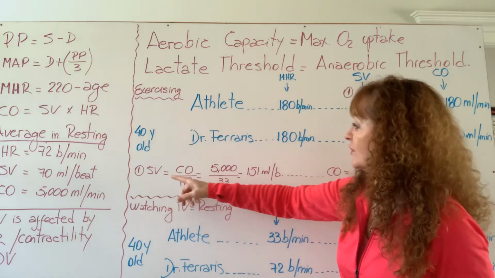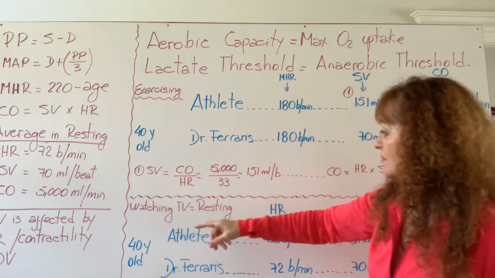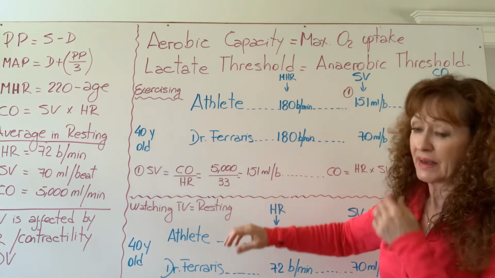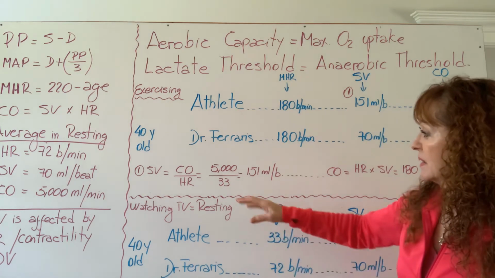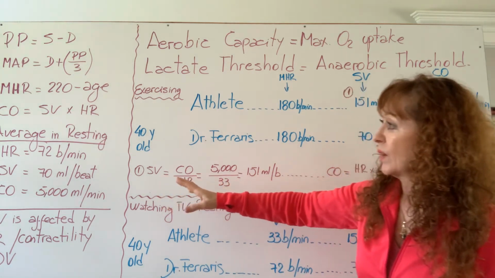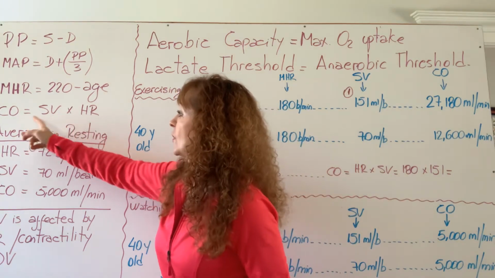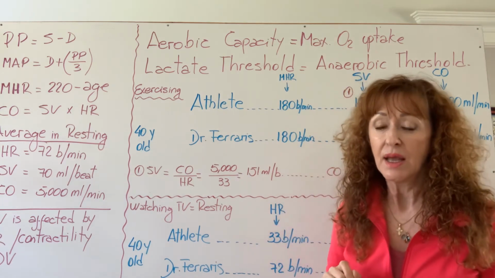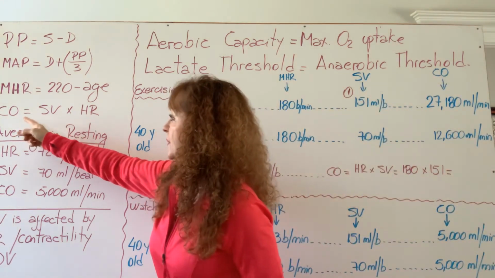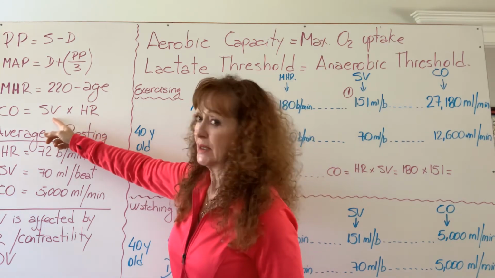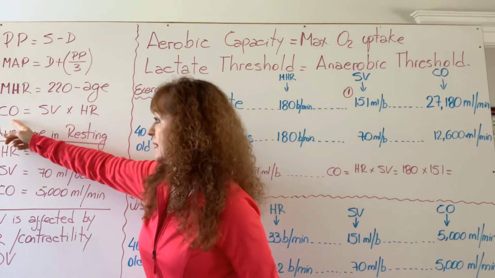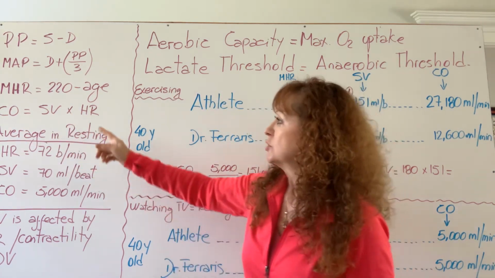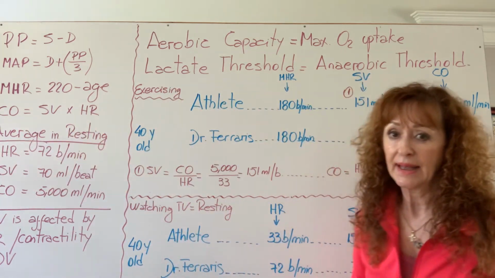Remember that the stroke volume for the athlete has to be obviously higher, and it's calculated because when you have two of the three numbers over here, you have to be able to calculate the third value. In other words, if you have cardiac output and heart rate, you can calculate the stroke volume. If you have stroke volume and cardiac output, you can calculate heart rate. Any kind of combination. If you have two of the three, you are able to calculate the third one.